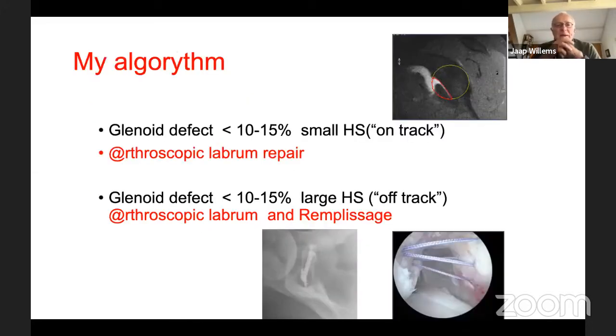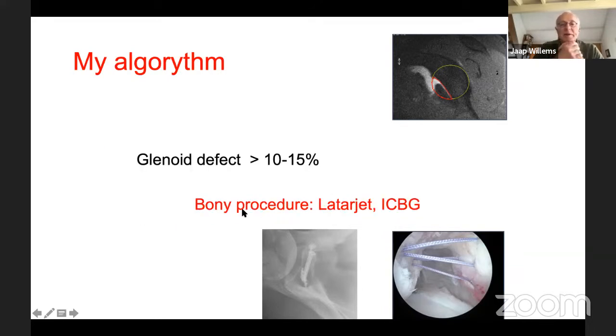But basically, my algorithm, that is a personal algorithm, not a European algorithm, especially since there have been studies that this is basically the cutoff point for doing a bone repair. If it is less than 10 to 15% glenoid defect measured with the PICO method and supposedly on track, I do an arthroscopic labrum repair. If there's a large Hill-Sachs with a small bony glenoid defect, which is quite rare, I do an arthroscopic labrum repair and remplissage. And a larger defect, more than 10 to 15%, my threshold is to do a bony procedure, either a Latarjet or an iliac crest bone graft, whatever I choose.